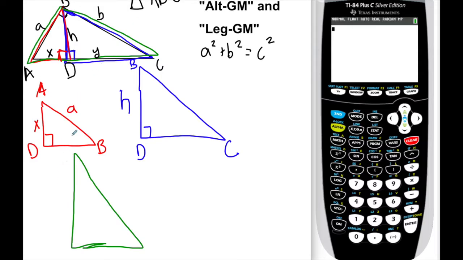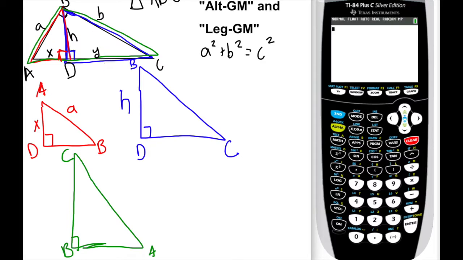Okay, so now we have B at the right angle. We have A here making this base, and then we have the C up at the top. Actually, let's change that up. Yeah, we could do it like that. That will work. Okay, I believe. So let's take a look real quick.